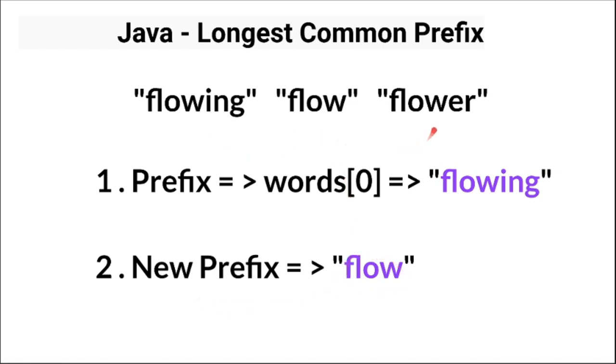Next, move on to the third word, which is flower. So the new prefix is flow. We're going to do the same thing with the flower word. There we have flow as the prefix. So the final result would be flow. For more understanding, let's see the program now.